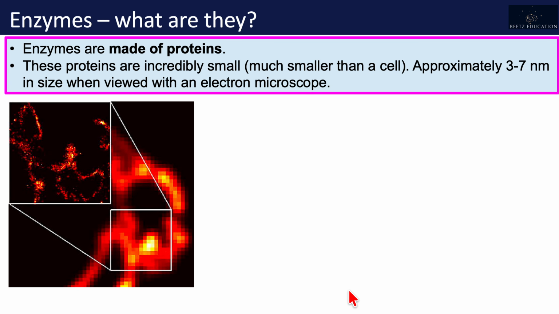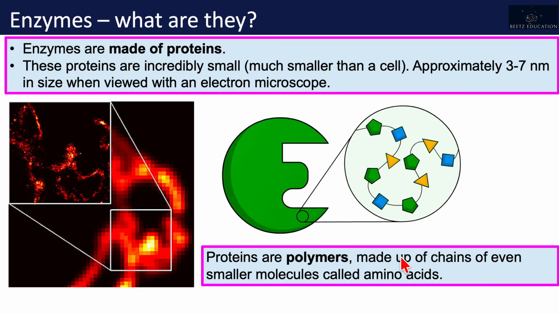Enzymes then, what are they? Well, enzymes are made of protein, okay? They're incredibly small, approximately 3 to 7 nanometers, which we would require an electron microscope to see. We've got an example of an electron microscope image here on the left-hand side. Now, you've probably been taught about enzyme action using little diagrams like this, almost like cartoon images. And the image on the left is just to show you that actually these little cartoon images are pretty close to what enzymes actually look like, okay?